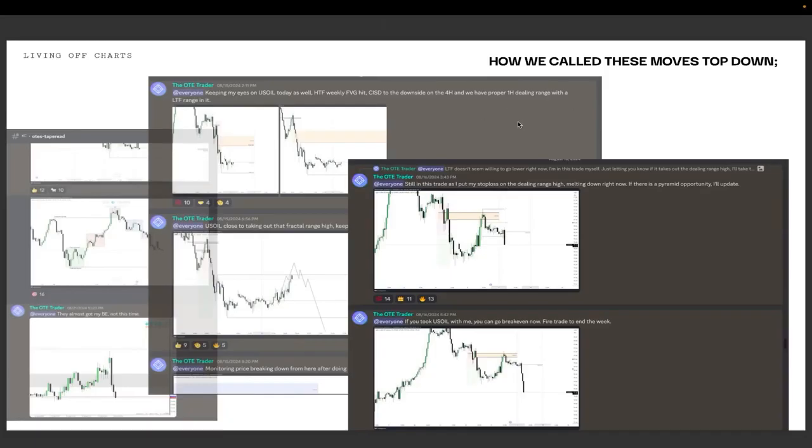Here's the move called in the Discord group by the OTE trader. You can see we're calling shorts on US oil, and we're going to go over exactly why we had that bias. It wasn't only a one shot one kill and a weekly bias. We actually had a high time frame low that we were looking for, so price was really moving forward down to that low.